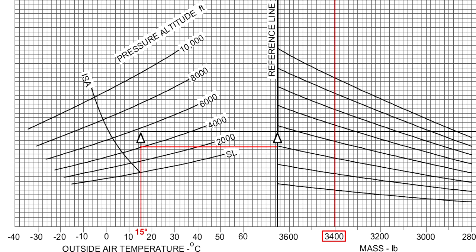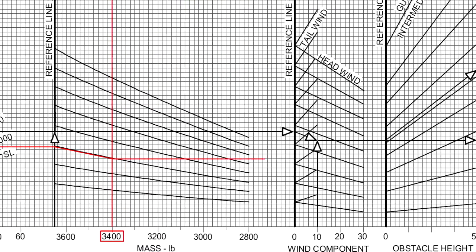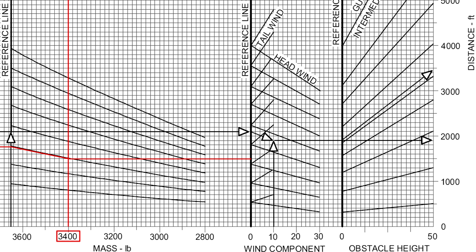The next variable is mass. In our example, let's assume a mass of 3,400 pounds. From the reference line, we must move down along the sloping guidelines until we reach 3,400 pounds as shown here. From this point, we go horizontally to the right until the next reference line.